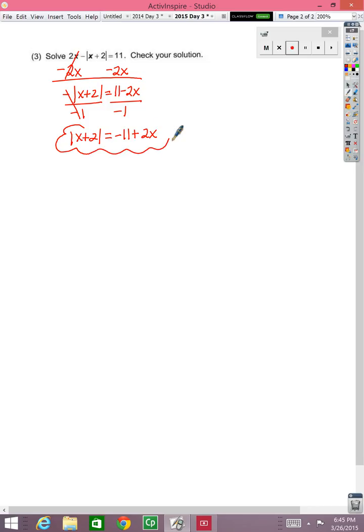Again, now that this is isolated, I can make my two equations. So the x plus 2 stays the same, as well as the b, in this case, which is negative 11 plus 2x. And then the other equation, the a stays the same, but then I negate the b, so it's 11 minus 2x. Now I'm going to go ahead and solve these equations, and you should do so on your paper.